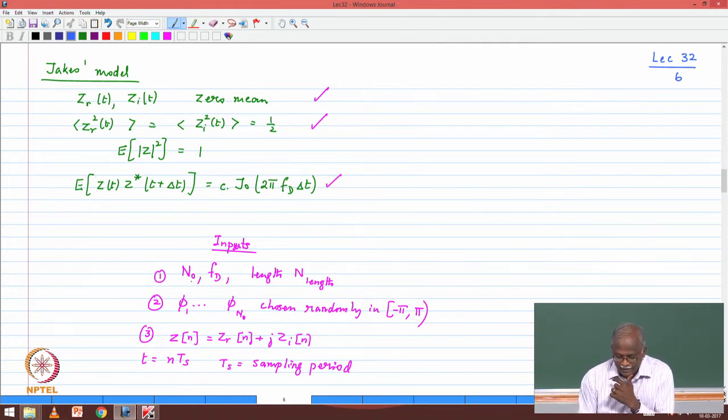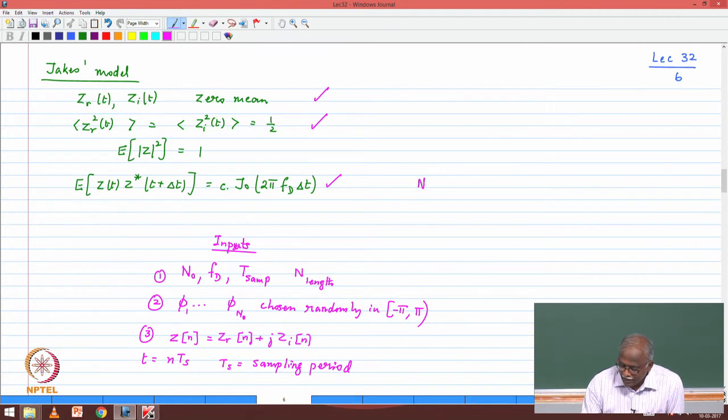What we specify is the Doppler frequency, the length of the waveform that we want to generate, and also the number of oscillators that we are going to use. And this is not length, this is the sampling frequency. N naught also needs to be specified, because n naught is a variable.